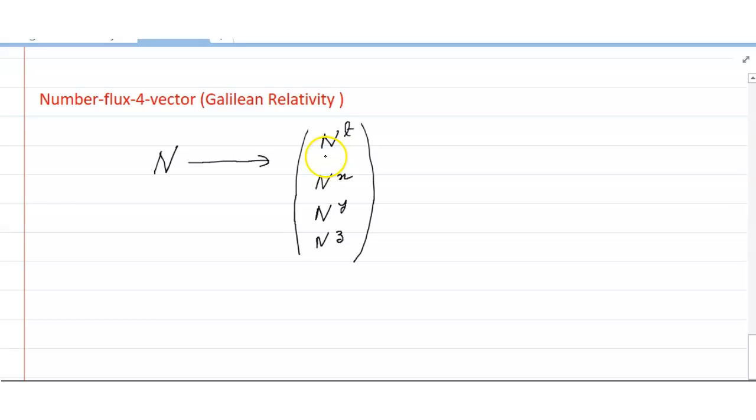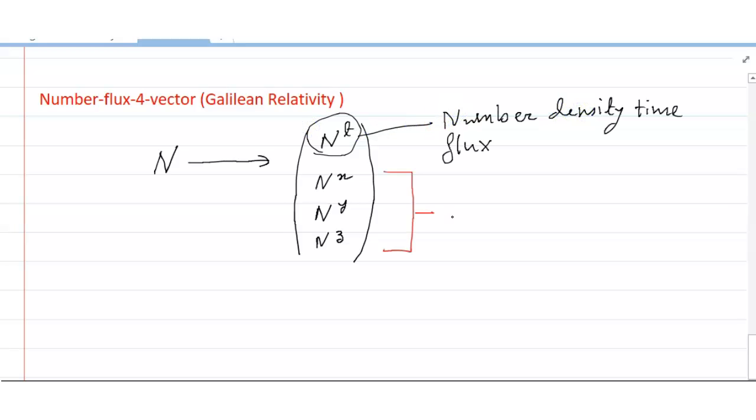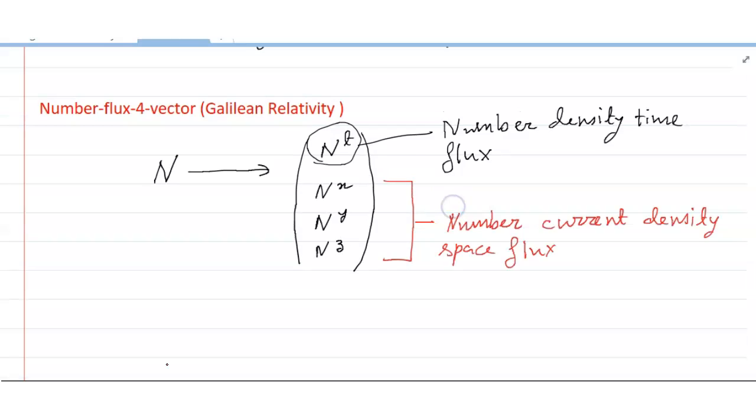So the time component gives the number density, the time flux. This portion gives the number current density, the space flux. So friends, number current density, space flux, I will explain what this means using pictures to calculate density over space.